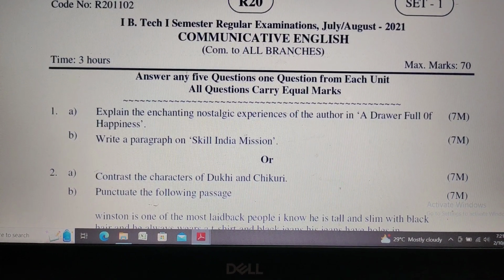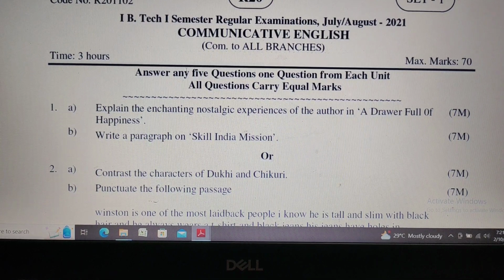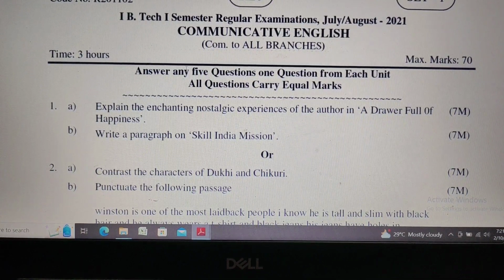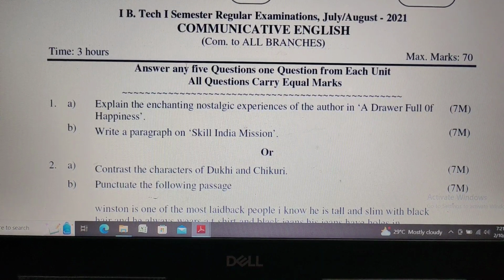Hello learners, welcome back. Hope you are done with all your external lab examinations and other important exams. And now it's time for you to analyze your semester and question paper model.